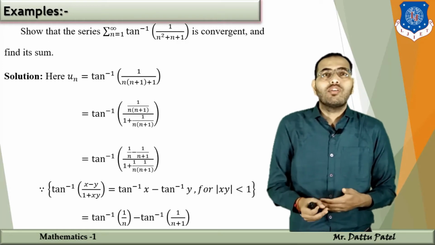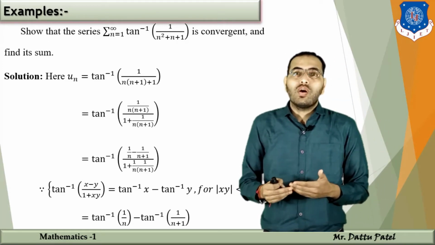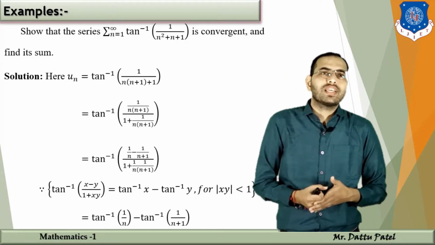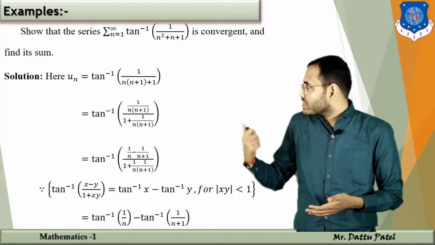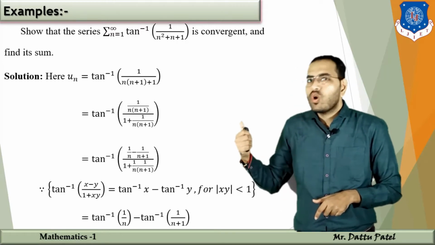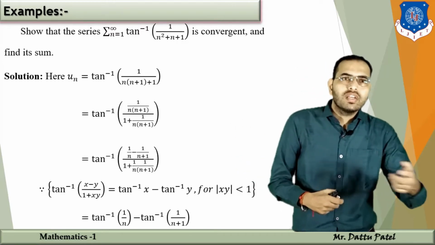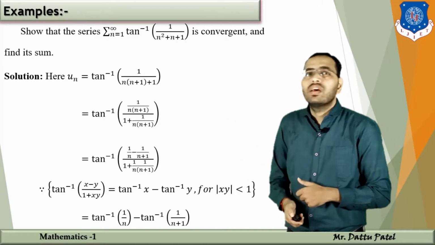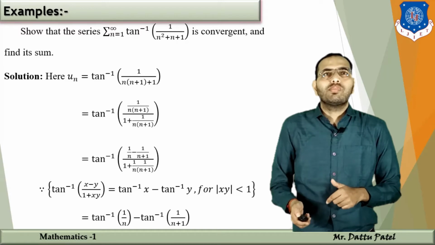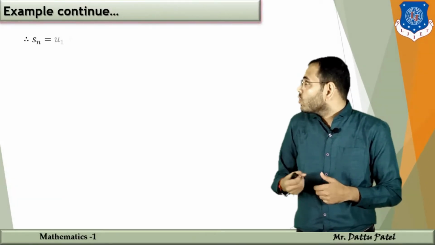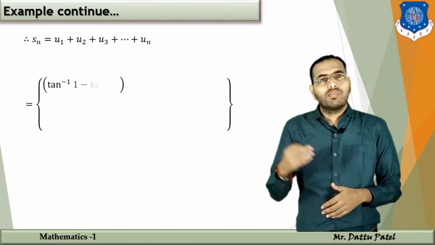Now with the help of the basic trigonometric formula, which is tan inverse of x minus y upon 1 plus xy equal to tan inverse x minus tan inverse y for mod xy less than 1, which you already learned in an earlier standard. With the help of that formula, we get tan inverse 1 upon n minus tan inverse 1 upon n plus 1. Now our Sn equal to u1 plus u2 plus u3 up to un.